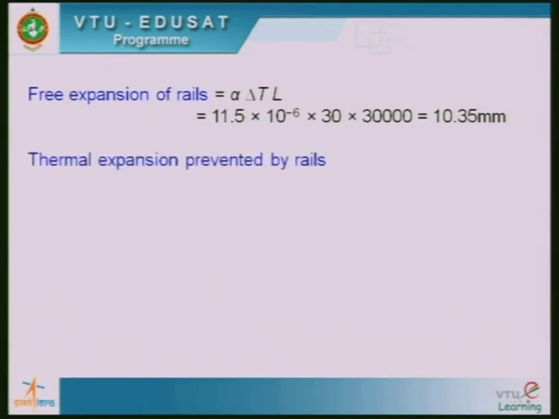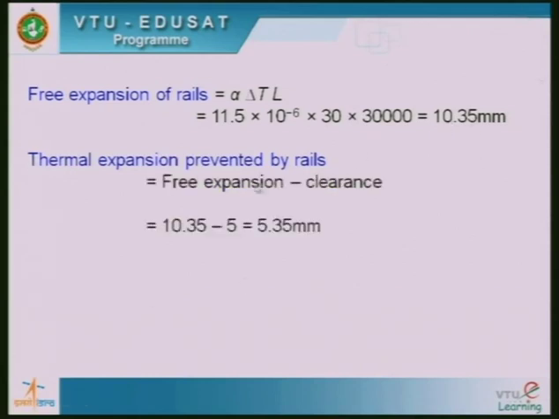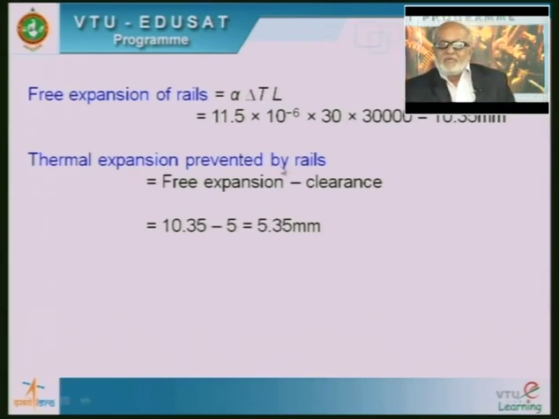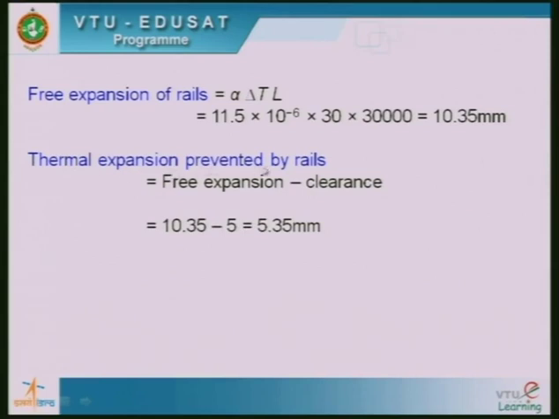But this thermal expansion is prevented by the rails. It would like to expand by 10.35 mm and we have left a clearance of 5 mm. That means it can happily extend by 5 mm. Afterwards it cannot extend because it is going to be supported by the another long line of the rail. So the thermal expansion prevented by the rails is the free expansion 10.35, minus the clearance we have left, 5 mm. So how much expansion are we preventing? It is 5.35 mm.